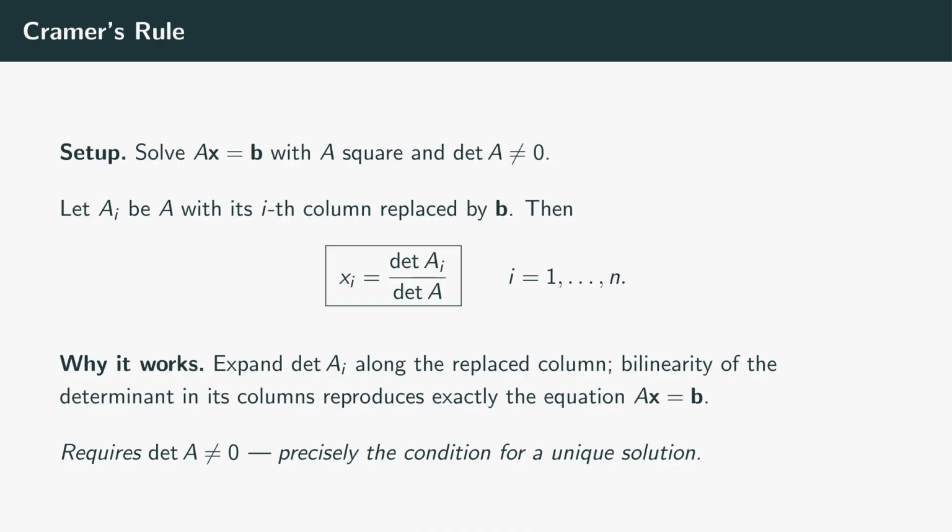Why does this work? If you expand the modified determinant along the column you replaced, and use the fact that the determinant is linear in each column separately, the algebra collapses exactly back into the original system. The catch is built in. The formula needs the determinant of A to be non-zero, which is precisely the condition that the system has one unique solution.